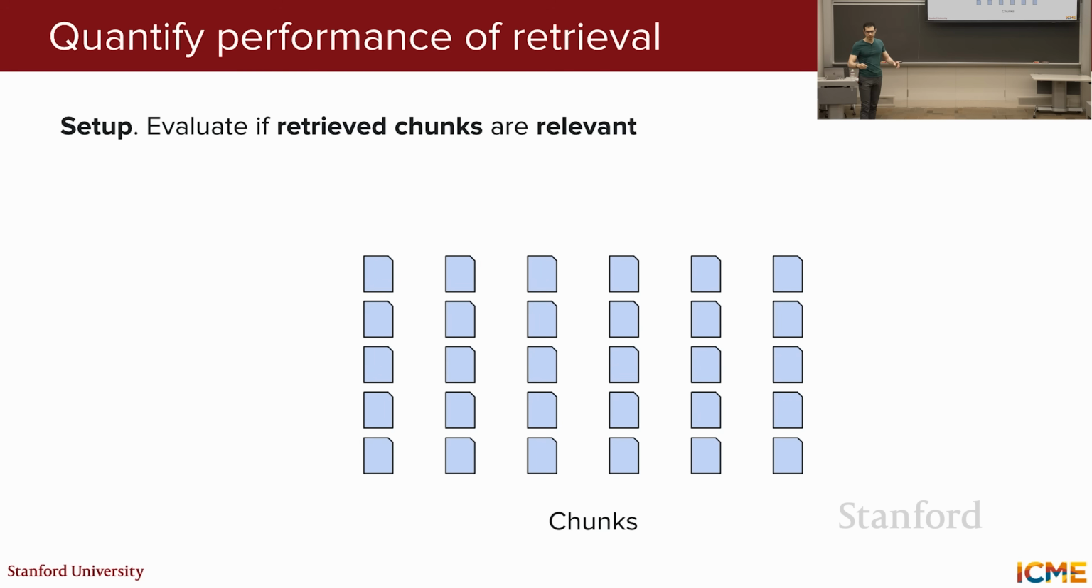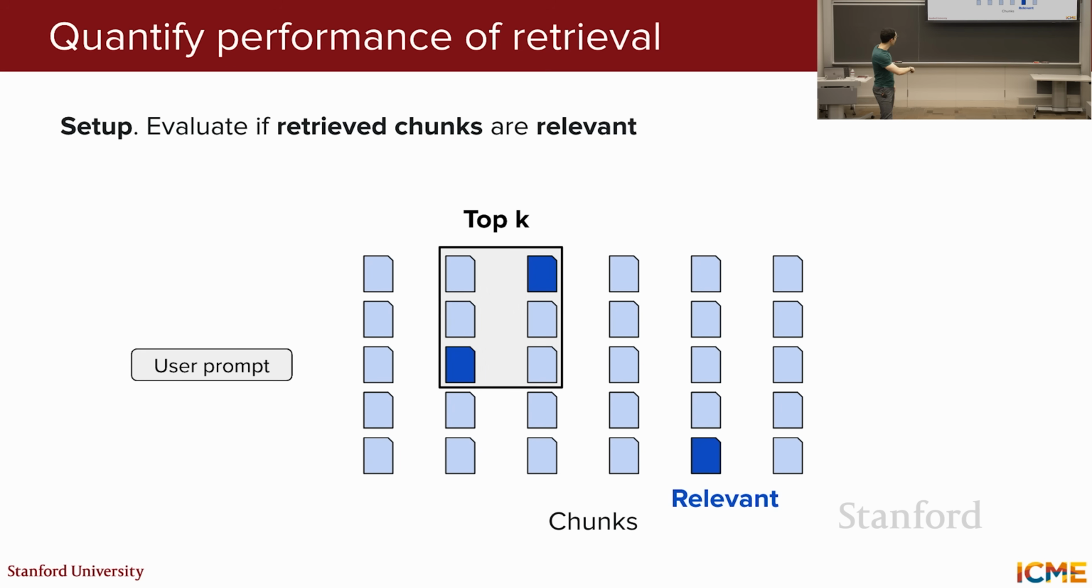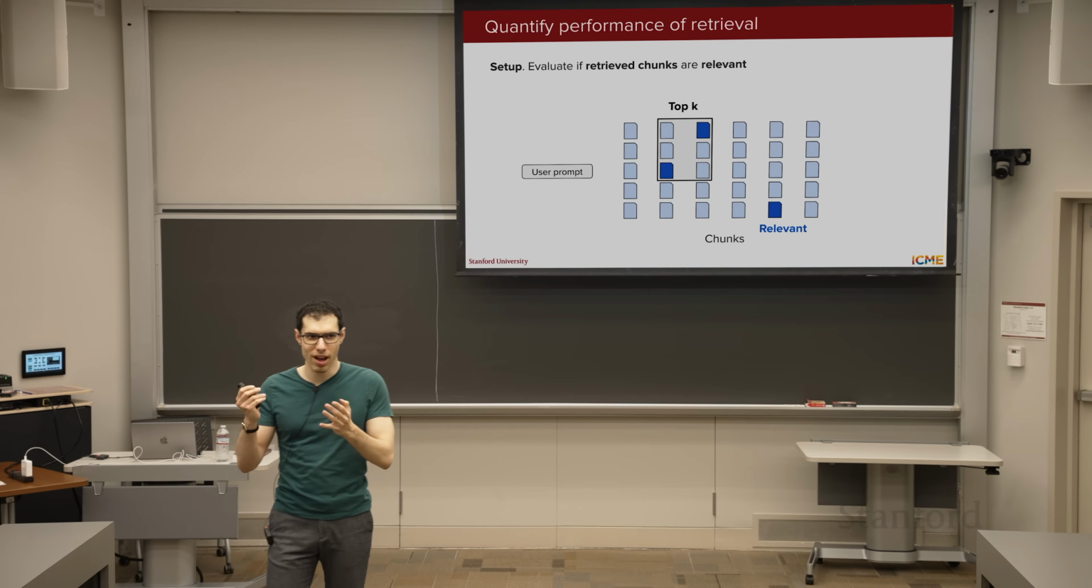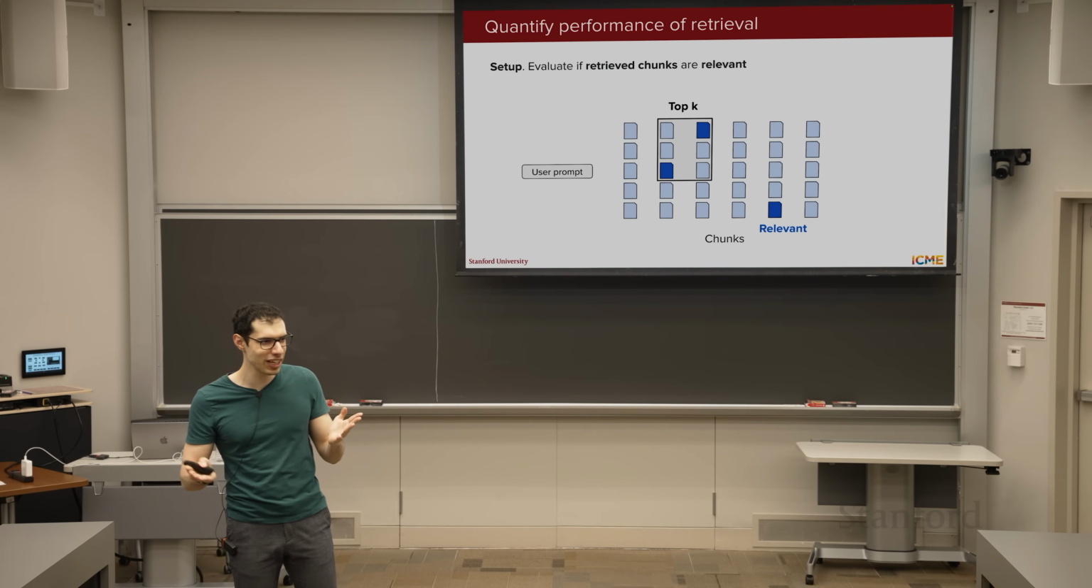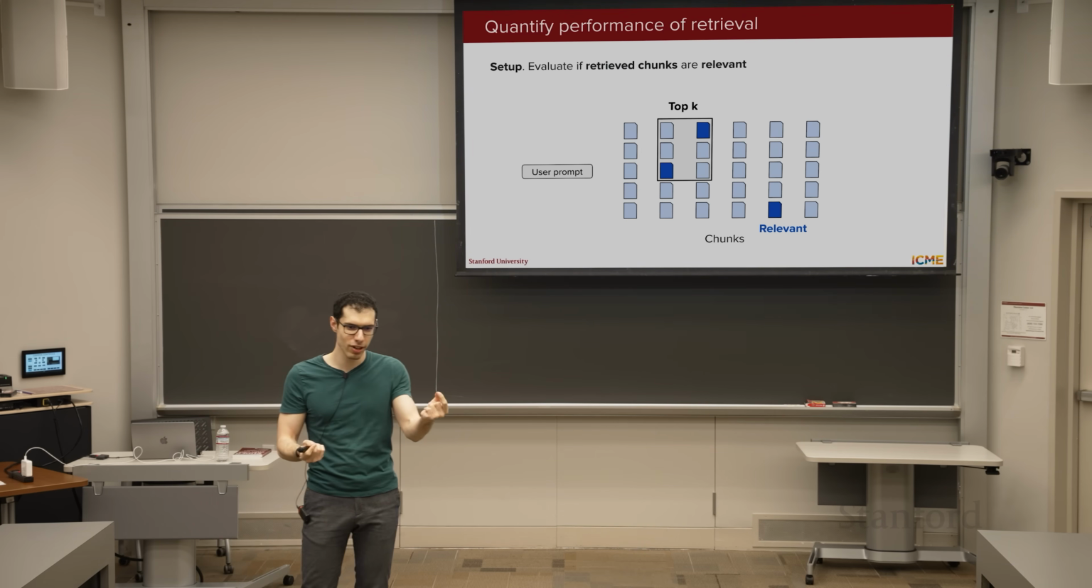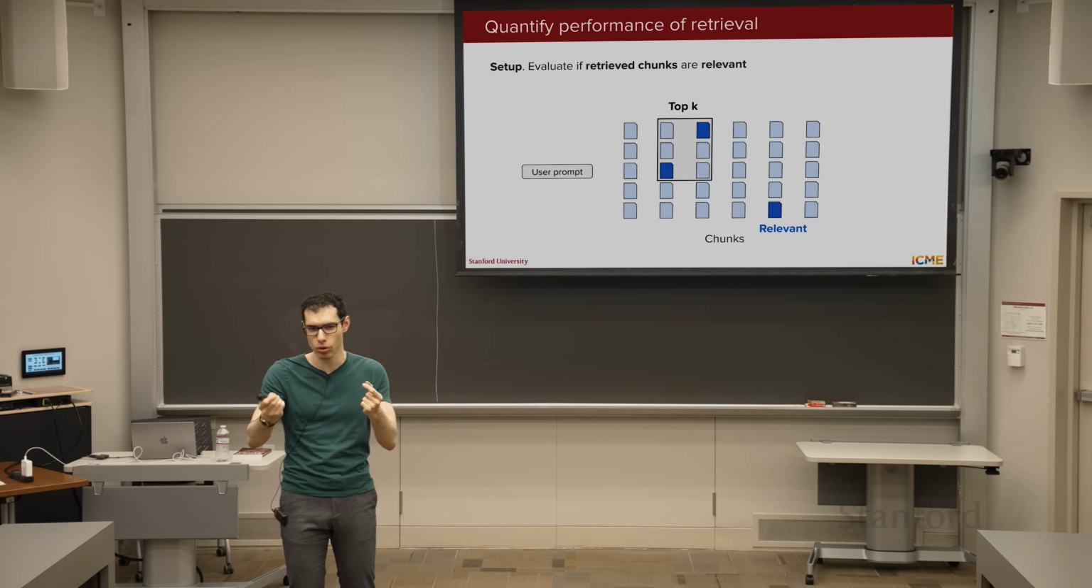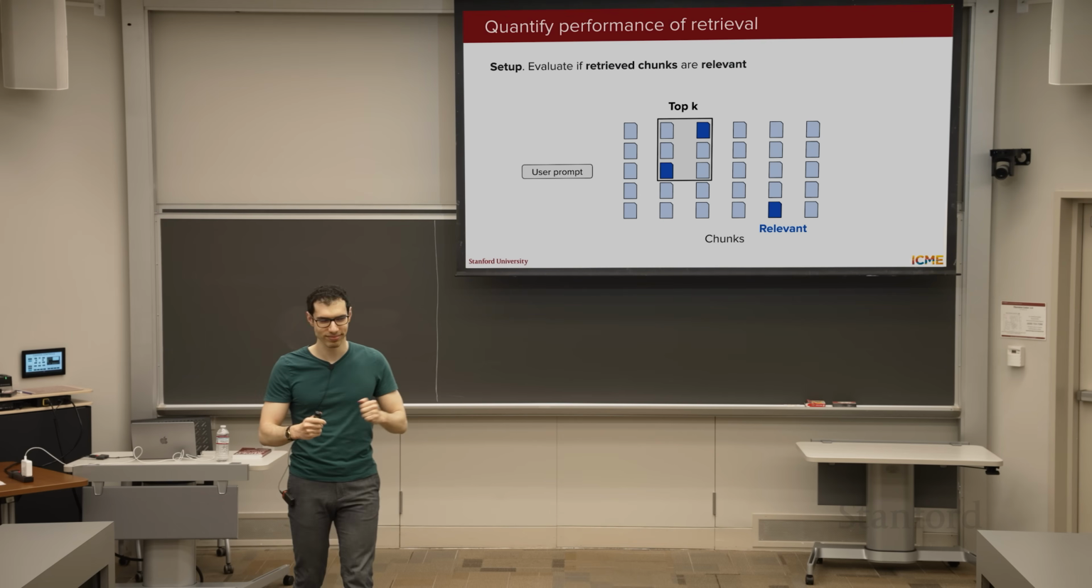So here's the setup. You have a bunch of chunks. You do this first and second step. And at the end of the day, you will have k chunks that will come at the top that you will qualify as being relevant. And you want to compare that with respect to actually relevant chunks. So you can think of it as you have labels, same as in binary classification. You have relevant and not relevant, and you predict some that are relevant, and you want to know how well you're doing. So this is the setup.